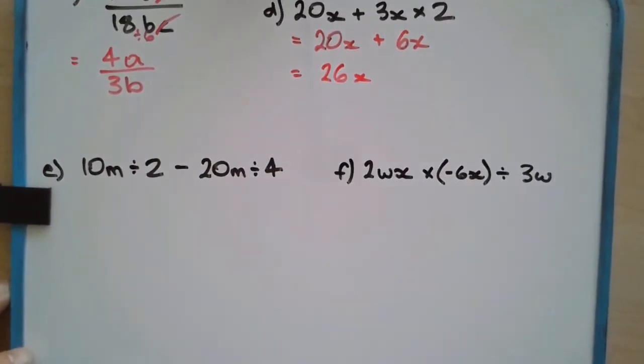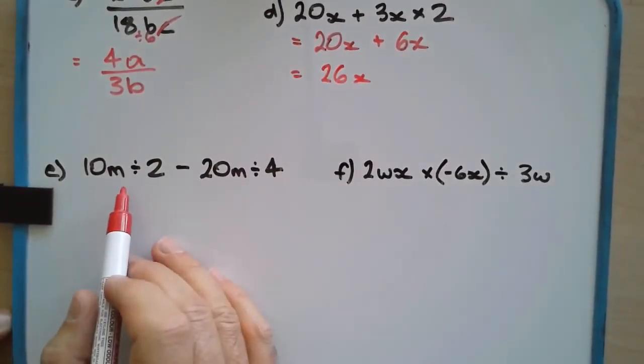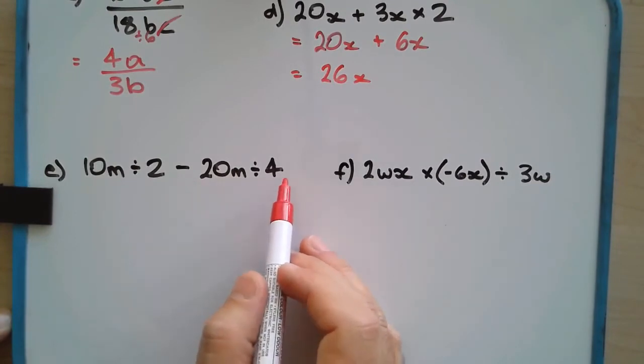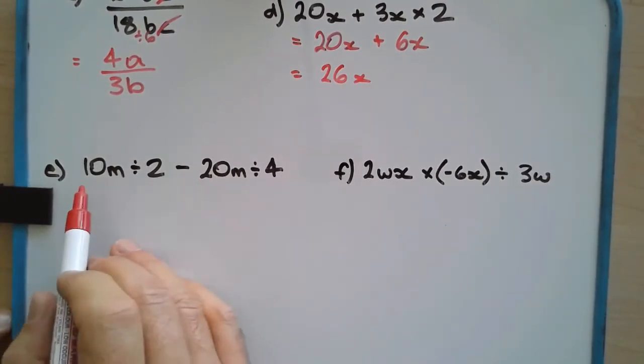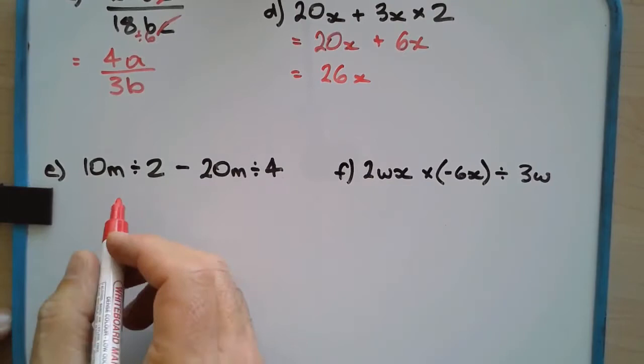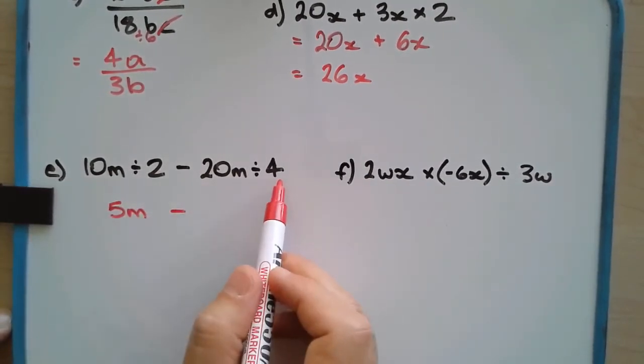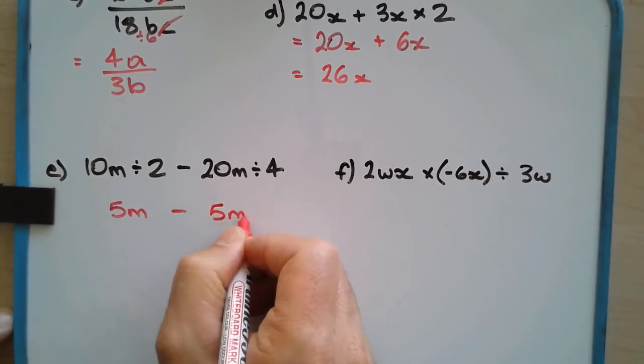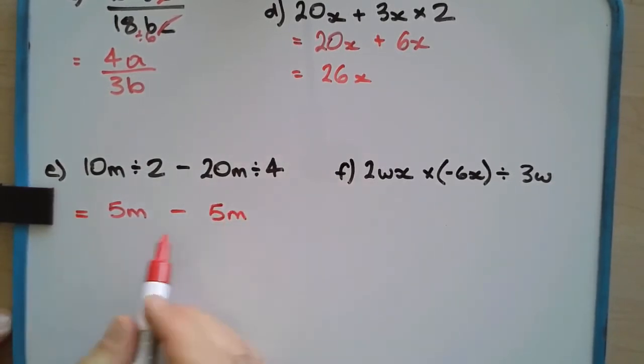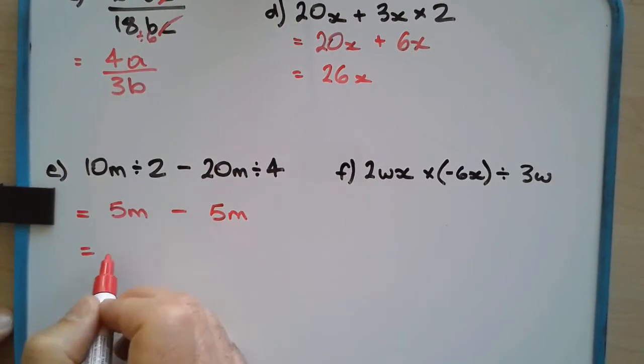Part E, 10m divided by 2 minus 20m divided by 4. Now we do the divisions first from left to right. So 10m divided by 2, that's 5m, minus, now 20m divided by 4, we'll do that next, that's 5m as well. 5m minus 5m is 0.